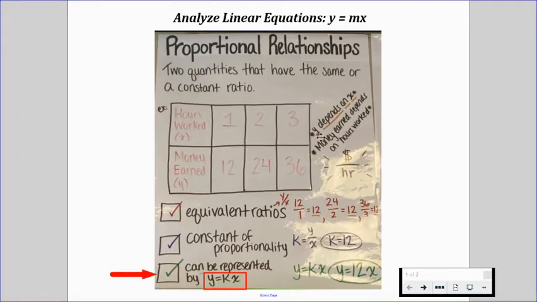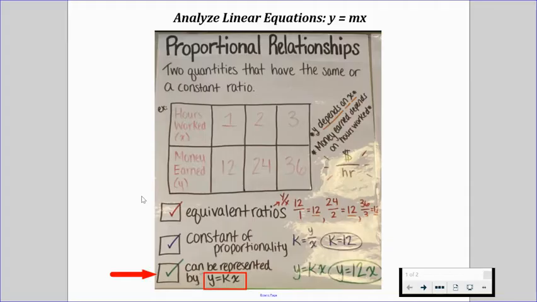As a reminder, when working with proportional relationships, the y variable depends on our x variable. And in this problem scenario, money earned depends on hours worked. So that is why hours worked is labeled as x and money earned is labeled as y. When this person worked 1 hour, they made $12. 2 hours worked, $24, and 3 hours worked earned $36.